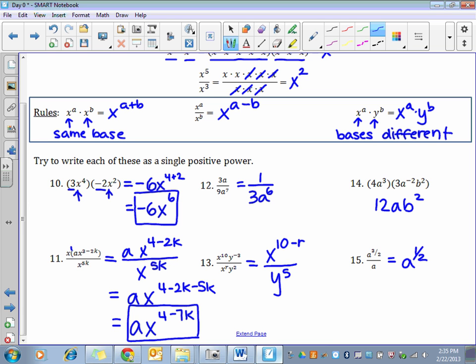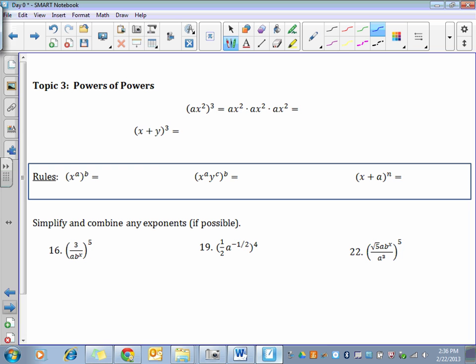Welcome back. Hopefully you've checked your answers now. You'll notice in number 15, even though we have fractional exponents, the rules still work. So I have a raised to the 3/2 power and divided by a to the first power. So I subtract because I'm dividing. 3/2 minus 1 leaves me with only 1/2. And we know that a to the 1/2 power is really the square root of a. All right, great job. And let's move on to our final topic, which is looking at powers of powers.